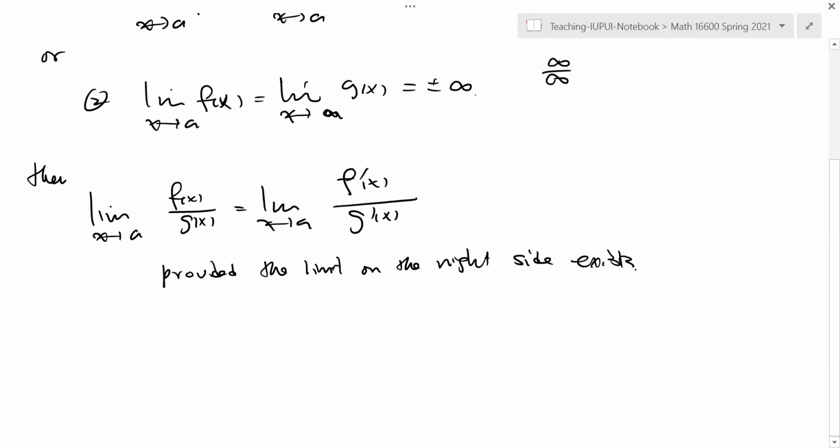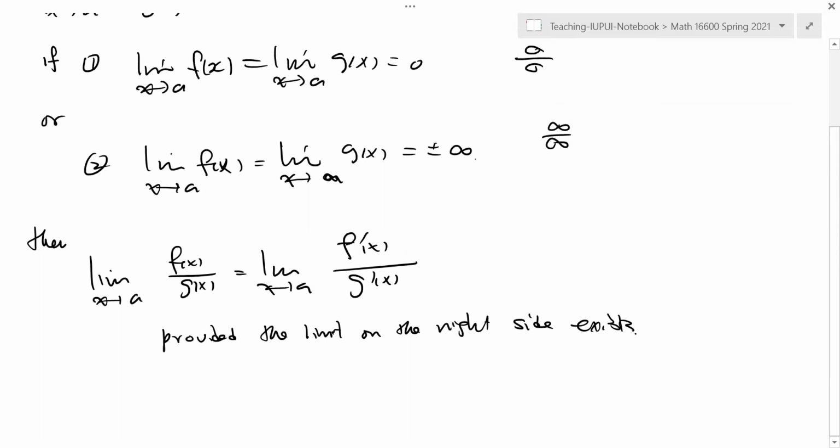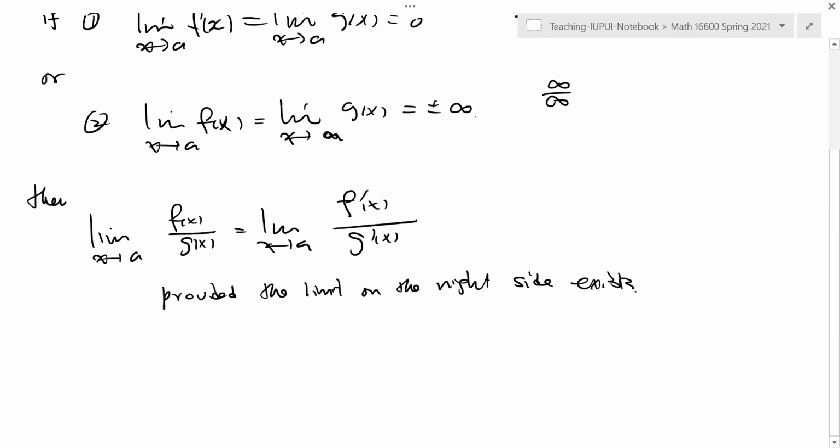Okay, and what we have to be careful about is you have to check one of those two conditions. Otherwise, you will not get the right answer. You have to make sure that both the numerator and denominator approach 0 or approach infinity. Otherwise, you cannot continue to differentiate. You have to stop there. Okay.